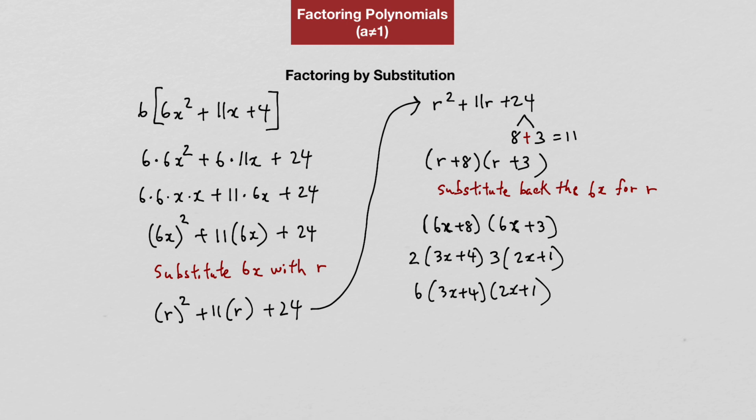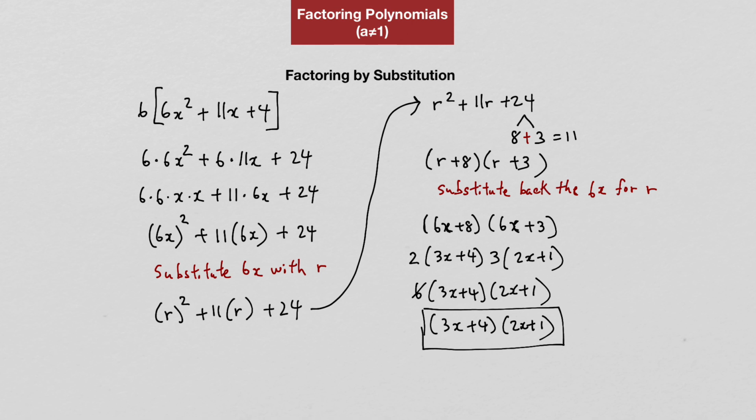Okay? Now, if you recall, at the very beginning, we said to multiply this entire polynomial by 6. Okay? Since we put that 6 in, we need to take it back out. Lo and behold, we have a 6 that we can eliminate. So we can go ahead and cross that off. And our final answer is going to be 3x plus 4 times 2x plus 1. Okay? So those are the factors for the polynomial 6x squared plus 11x plus 4.